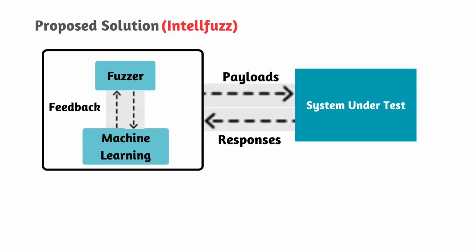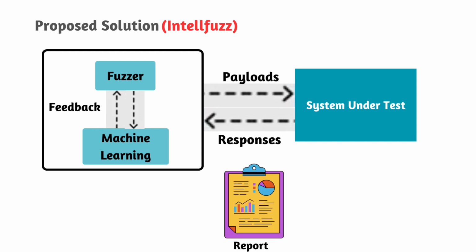We will be carrying out the sensitivity analysis through machine learning, and then the report which will be generated will contain far fewer false positives or false negatives, because the system which generates the report will be trained on a machine learning model containing all the reports of previous vulnerabilities, and then it will generate the report for us. So this was the basic introduction to IntellFuzz.